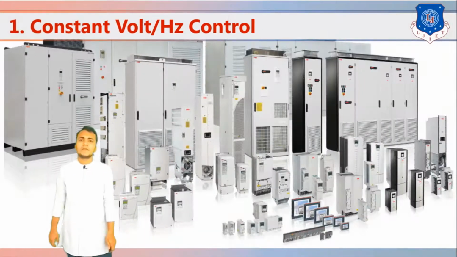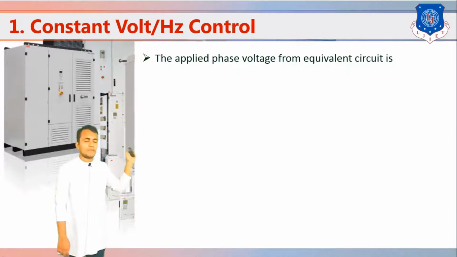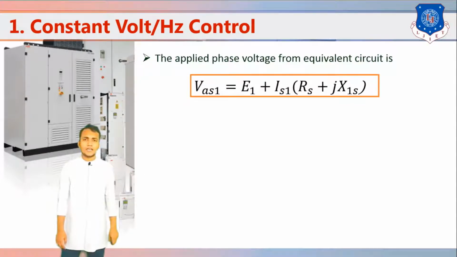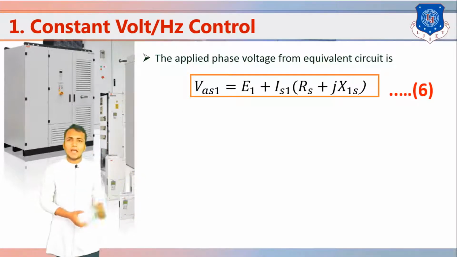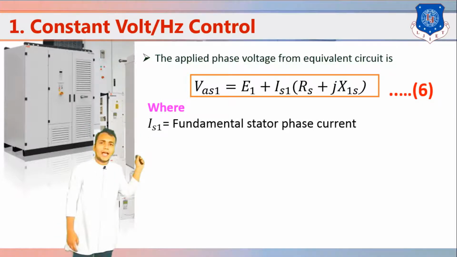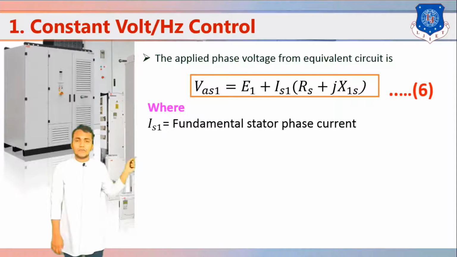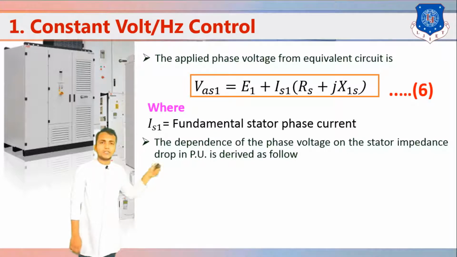The applied phase voltage from the equivalent circuit we can write as Vas1 is equal to E1 plus Is1 in the bracket Rs plus jX1s. That is equation number 6. So that is the applied voltage for this equivalent circuit, where Is1 is the fundamental stator phase current. Then the dependence of phase voltage on stator impedance drop in per unit is derived as follows.